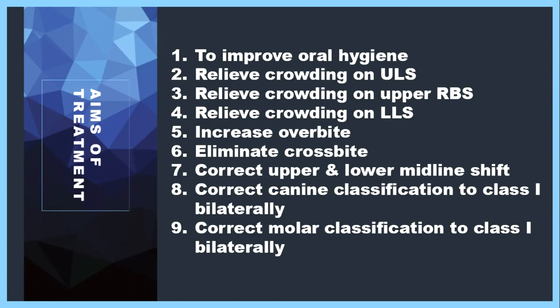Okay, for the aims of the treatment of this patient, first we need to improve the oral hygiene of the patient. Second, we need to relieve the crowding on the upper labial segment. Third, we need to relieve the crowding on upper right buccal segment. Fourth, we need to relieve crowding on lower labial segment. And fifth, we need to increase the overbite of the patient. Sixth, we need to eliminate the crossbite of this patient.